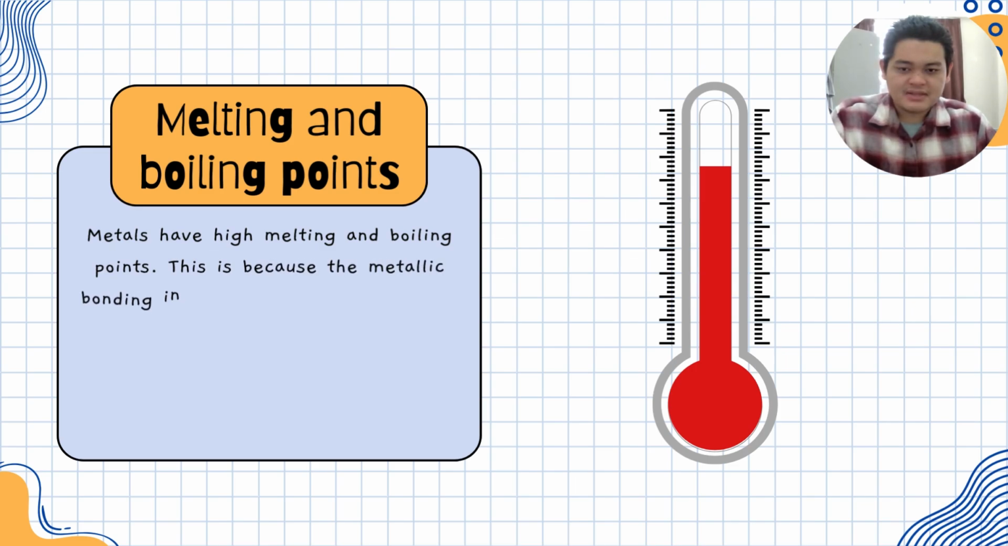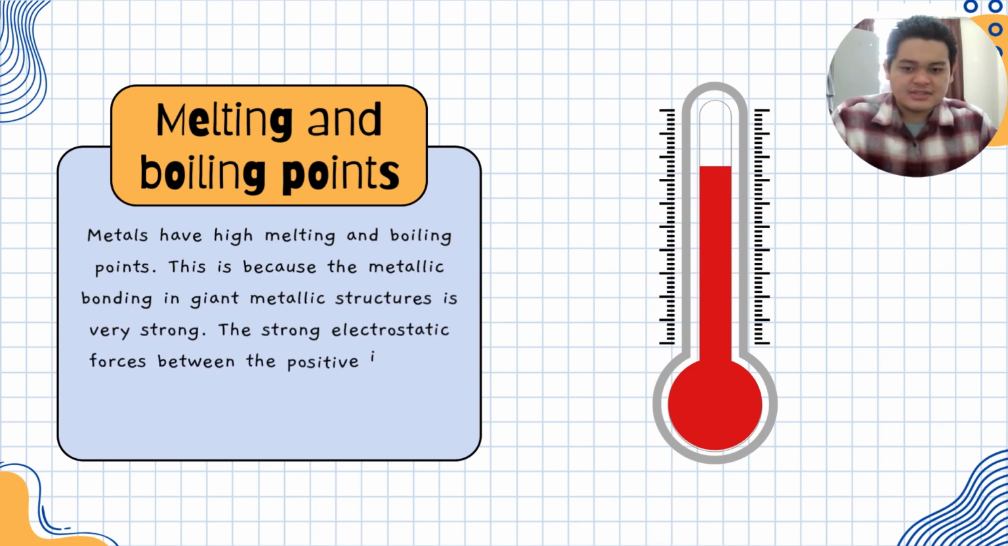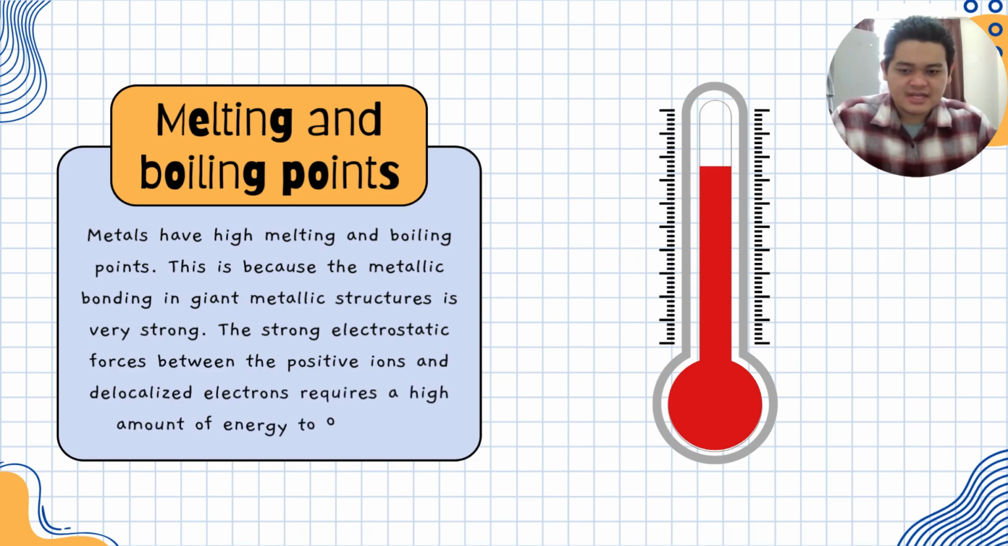The next properties of metals are melting and boiling points. Metals have high melting and boiling points. This is because the metallic bonding in giant metallic structures is very strong. The strong electrostatic force between the positive ions and delocalized electrons requires a high amount of energy to overcome.